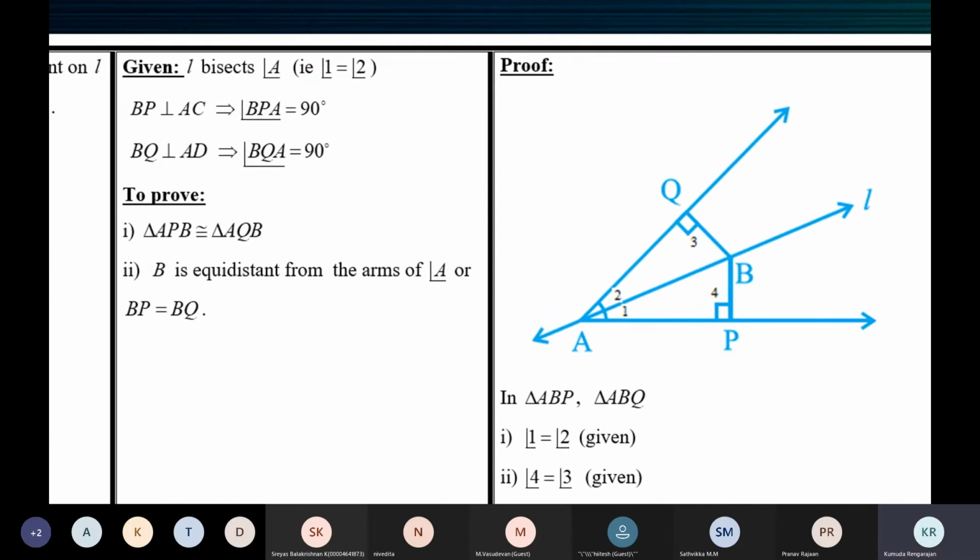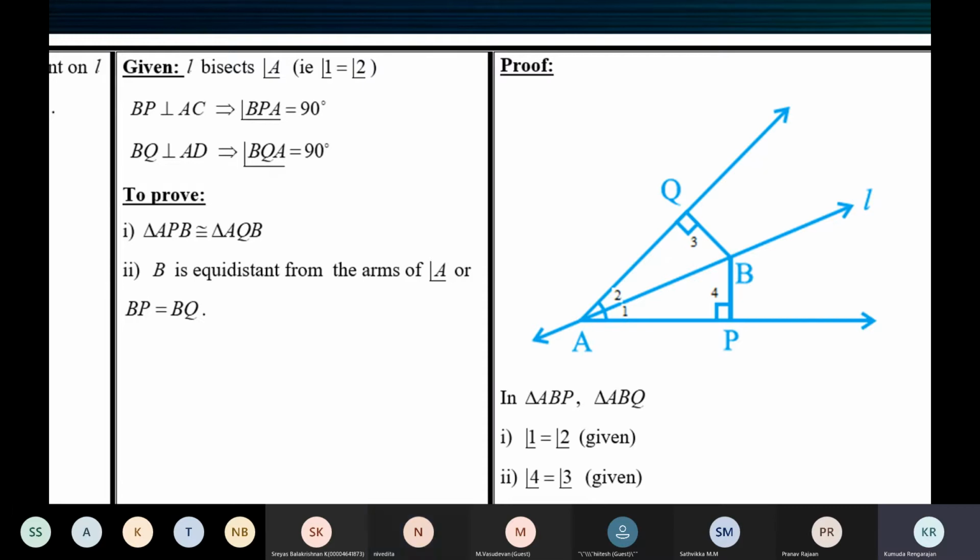Why is angle 1 equal to angle 2? Ma'am, because L is the bisector of angle A. L is not the bisector of angle 1 and angle 2. Ma'am, it bisects angle A. So it divides it into two parts, ma'am. So they would be equal, ma'am. Very good. Is that Nivedita? Yes, ma'am.